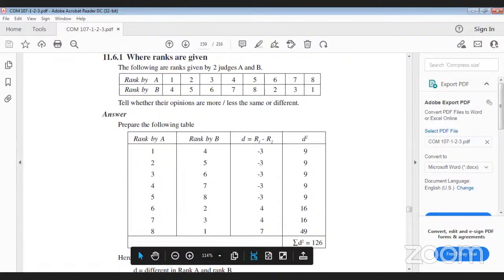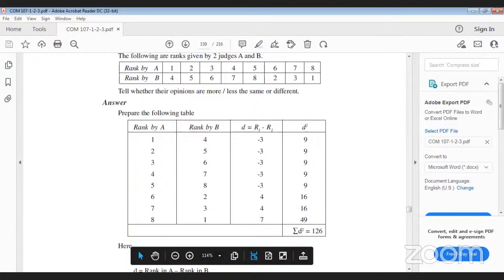Second, 2 minus 5, it is also minus 3. Third, 3 minus 6, it is minus 3. Fourth, 4 minus 7, it is minus 3. Fifth, 5 minus 8 is minus 3. Then 6 minus 2, we can subtract this, that is 4. 7 minus 3, answer is 4. 8 minus 1, answer is 7.